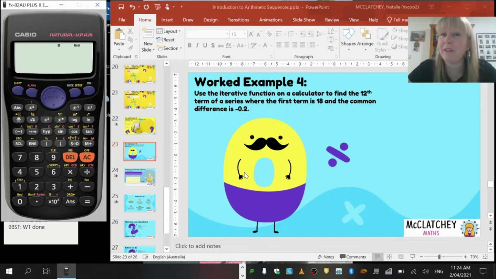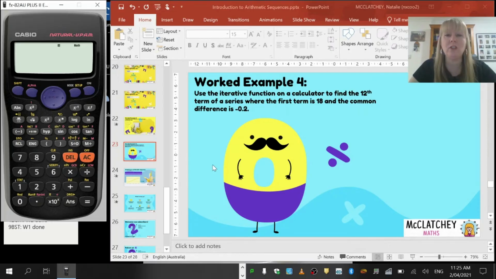Okay, we're now going to do something called the iterative function on a calculator. This is a quick way to generate all of the different numbers in a sequence. Now, finding the rule is definitely faster for things that are a long way into the future, but this is also a quick way to do things very quickly as well. So we're wanting to find the 12th term where the first term is 18 and the common difference is negative 0.2. So this is a good way to also check your work if you've used the rule.